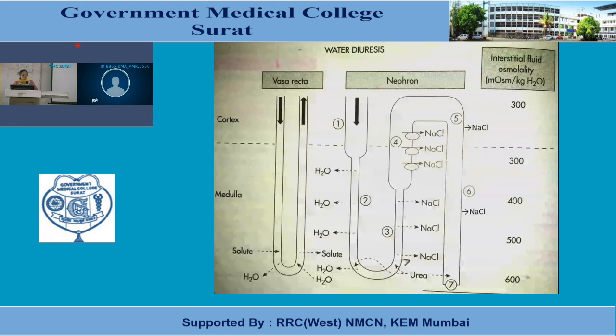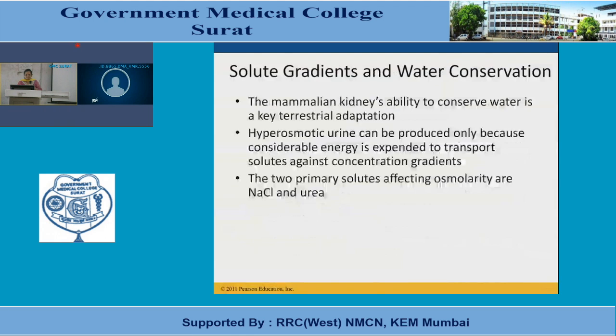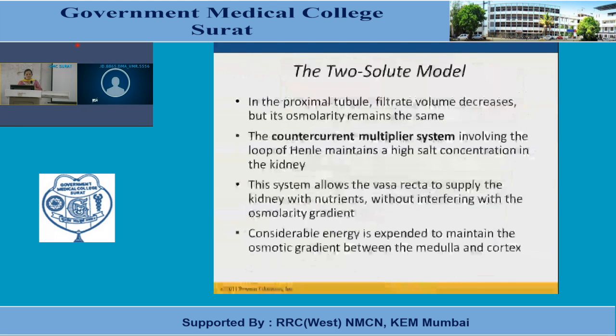Then we have a concentrating part of the tubules. So for that, we have this two solute model. One is sodium and the other is urea. So in the proximal tubule, filtrate volume decreases, but its osmolality remains the same. The countercurrent multiplier system involving the loop of Henle maintains a high salt concentration in the kidney. For a concentrated urine, we require high levels of ADH. We require hyperosmotic medullary interstitium.